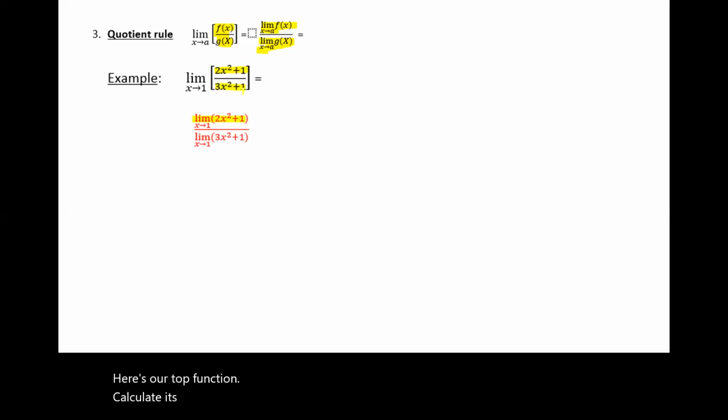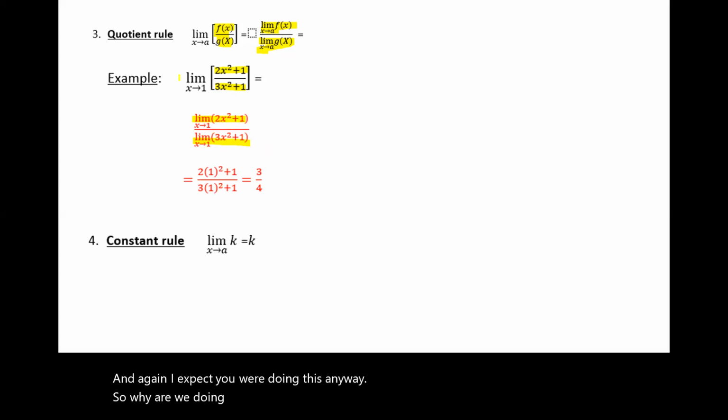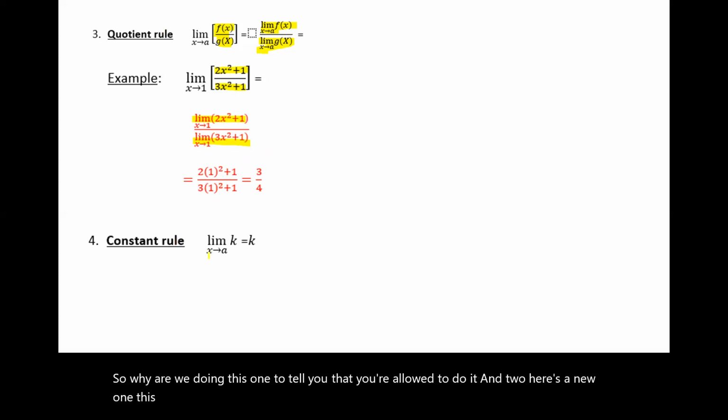Here's our bottom function, calculate that limit. As we approach 1, we're going to get 2 times 1 squared plus 1 on the top, 3 times 1 squared plus 1 on the bottom, final answer 3 over 4. And again, I expect you were doing this anyway. So why are we doing this? 1, to tell you that you're allowed to do it, and 2, here's a new one. This one's not so obvious.